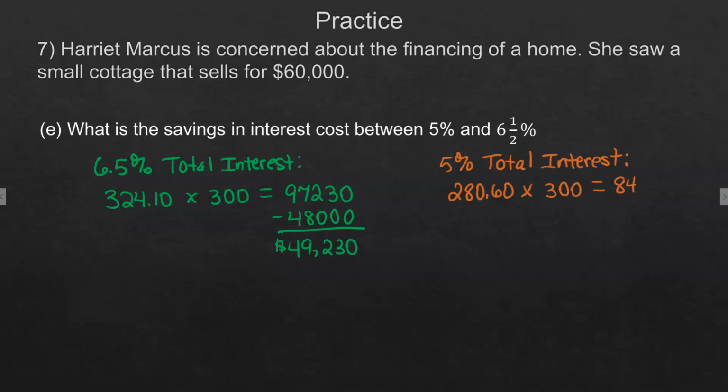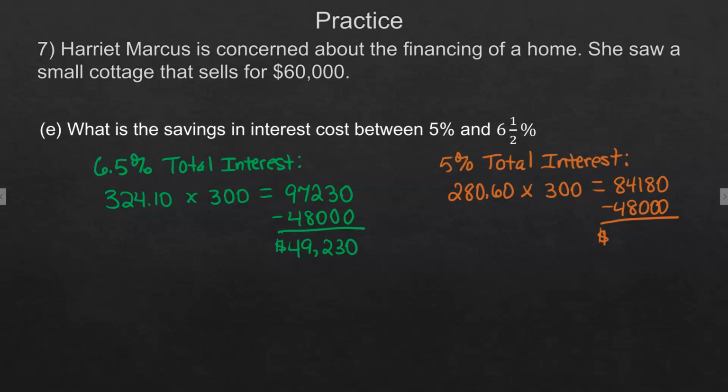So $84,180. Now, just a couple of things. We could actually find the difference in the payment and multiply that by 300, and that would tell us the savings. And so there are different ways to get there, just so you know. And we could also take 97,230 minus 84,180, and we'll get the same answer that we're going to get here in a minute. So I want you to know there are different ways to get there.